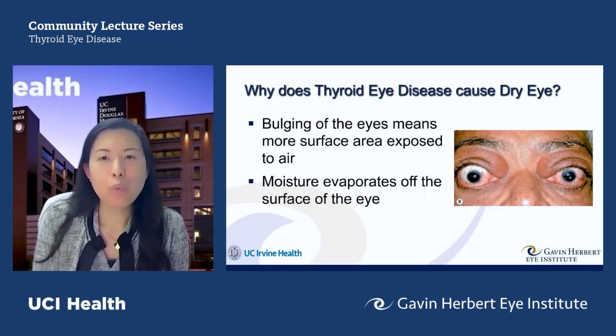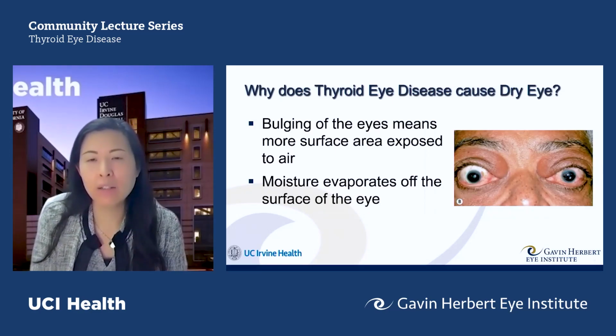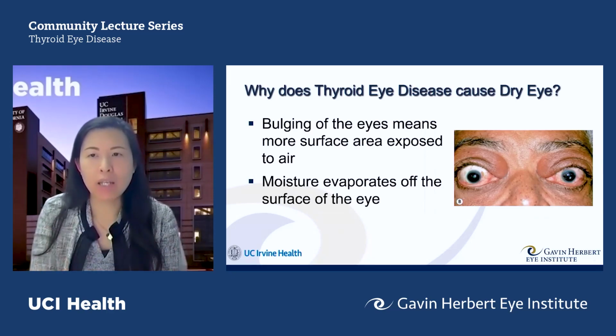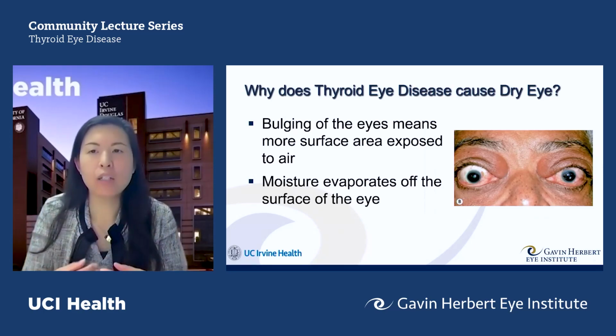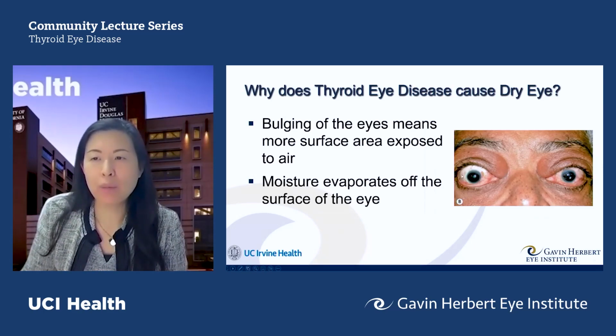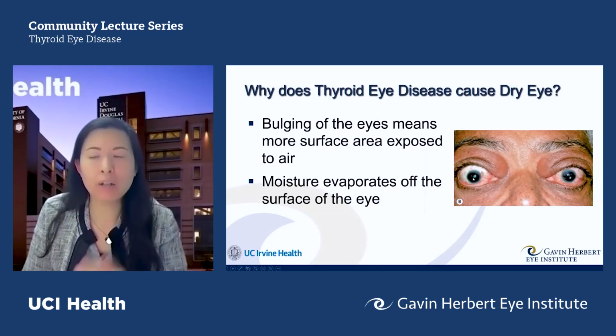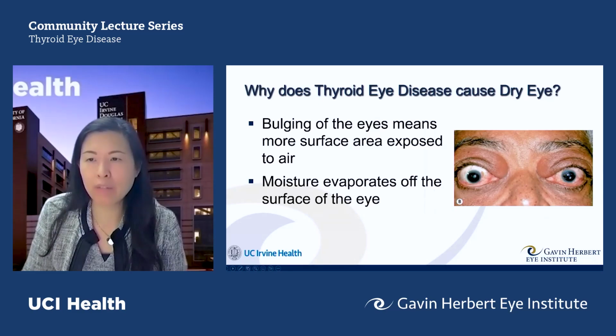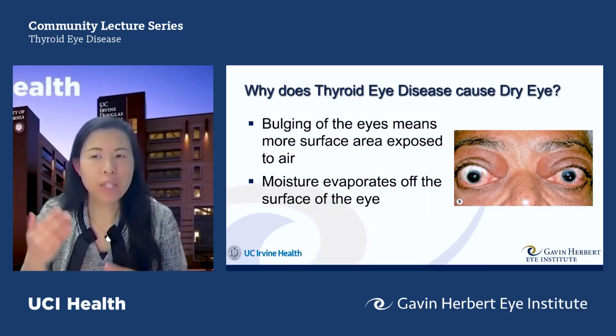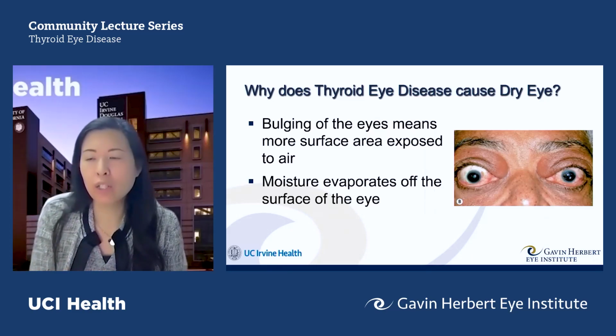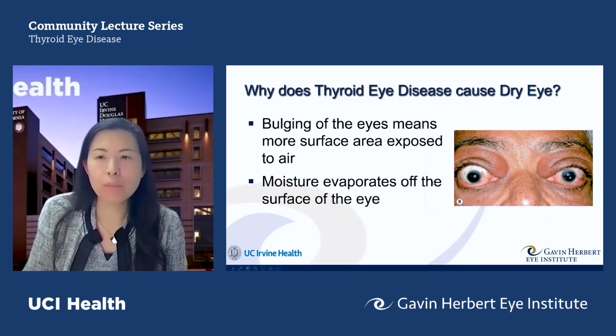And now let's talk about why thyroid eye disease causes dry eye in particular. So the bulging of the eye, or the eyeball coming out of the eye socket, means that more of the surface area of the eyeball is exposed to the outside elements in the air than normal. So in a normal eye, you'd have the upper eyelid here, the lower eyelid here, but in this case, you have a lot more surface area of the eye that gets exposed to air. And those eyelids do serve to protect our eye from too much exposure to the dry air in the atmosphere. So we get the moisture evaporating off the surface of the eye, and that's why we get dry eye symptoms.